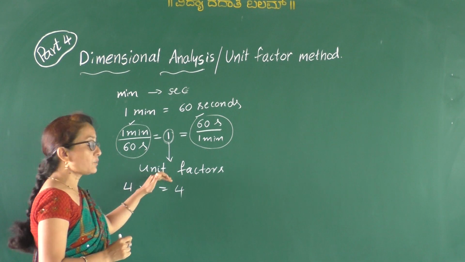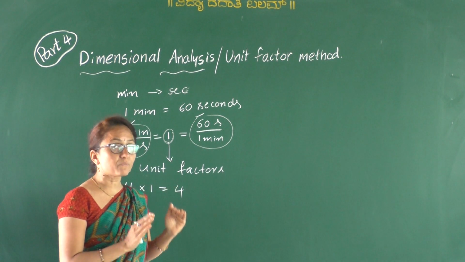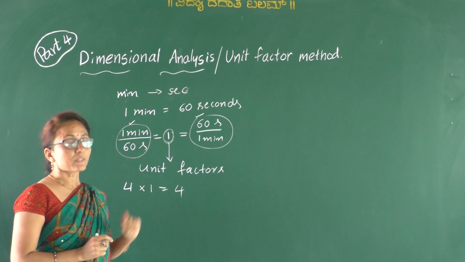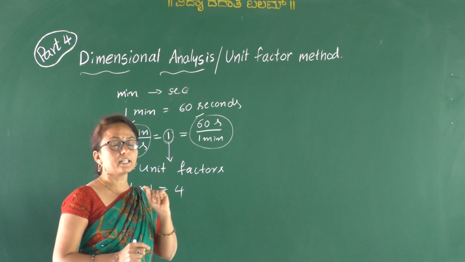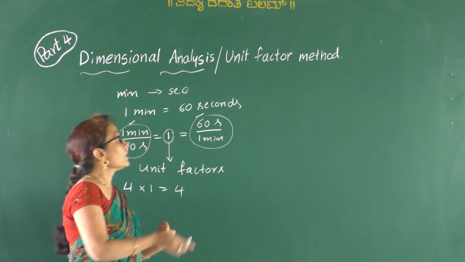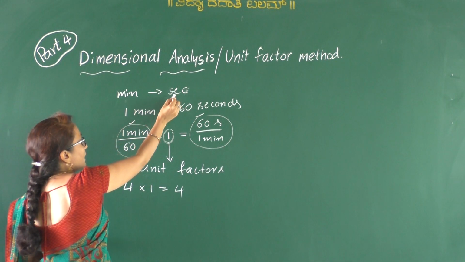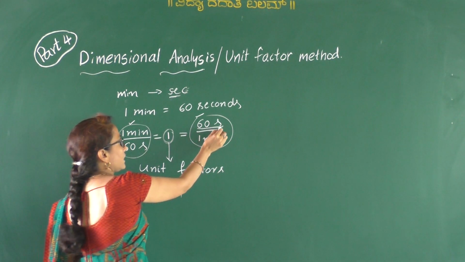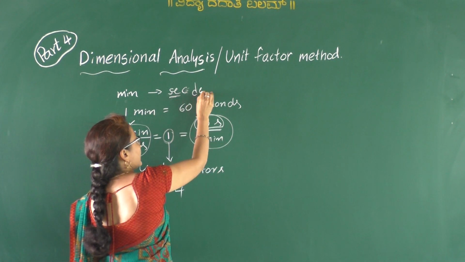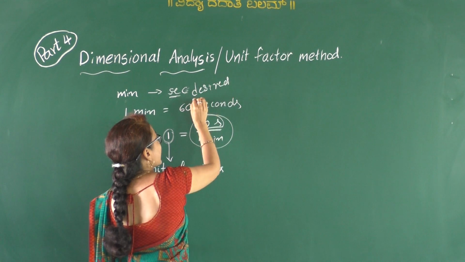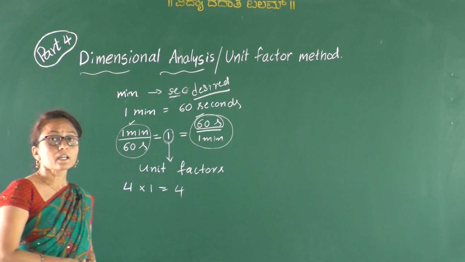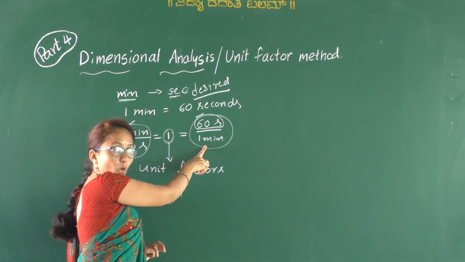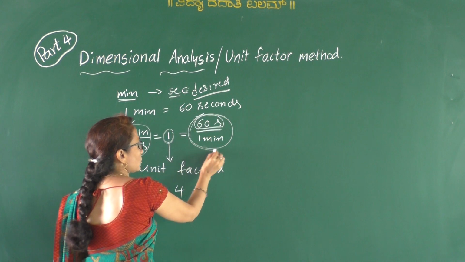We have to select the unit factor in such a way that the desired unit is in the numerator and the unit to be converted is in the denominator. Okay. So if we have to convert minute to second, the second must be in the numerator. The second must be in the numerator, that is the desired unit. The unit to be converted is in the denominator. So you have to select this unit factor.